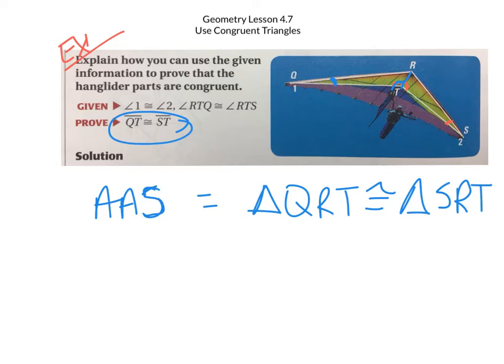Very good. So now that we know that the one triangle is congruent to the other, because of that, we can say that QT is congruent to ST. Great. Any questions? Y'all knocked that one out of the park. Let's do the next one. Example 2.